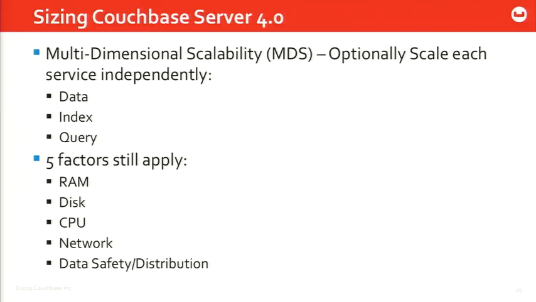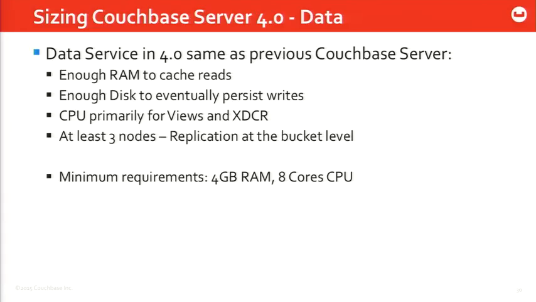As we talked about in the various sessions and the keynote earlier, multidimensional scaling now gives you the ability to size and scale out different services independently. The data service is what we've been talking about this whole 45 minutes or so. That data service still applies and still has all of the same discussions that I just went through in terms of RAM for caching data, in terms of disk I/O for throughput, in terms of the CPU for the views and cross-data center replication, and all of the minimum requirements for that still exist.